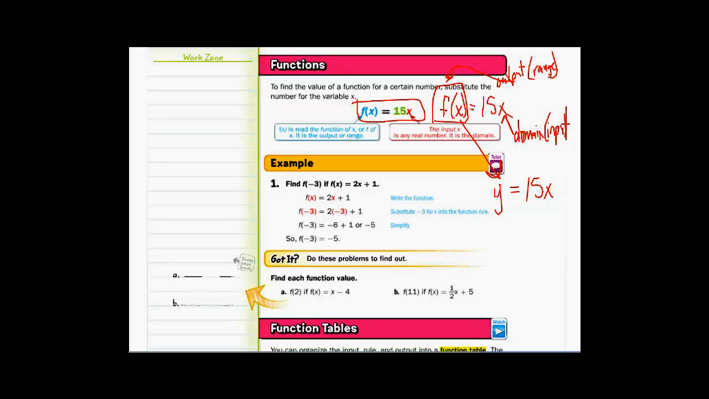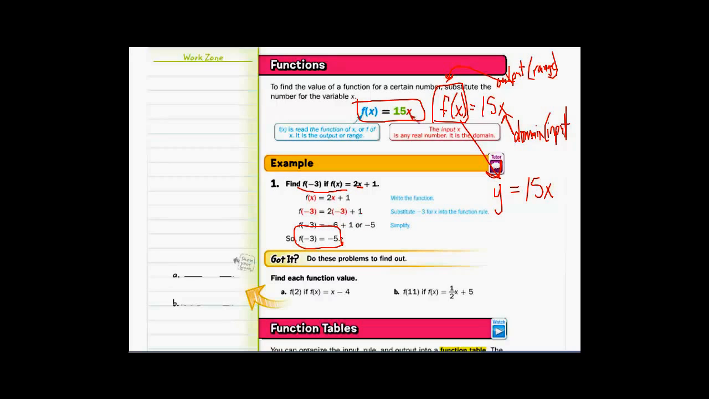Find f of negative 3 if f of x equals 2x plus 1. So just looking at this part right here, what do you notice? That they replaced an x with a negative 3. So if they replaced x with negative 3, then that's going to be your job. Come right here and replace x with negative 3. So you'd have 2 times negative 3 plus 1. So f of negative 3, that just stays right there, f of negative 3 is equal to negative 6 plus 1 or negative 5. This is your answer.